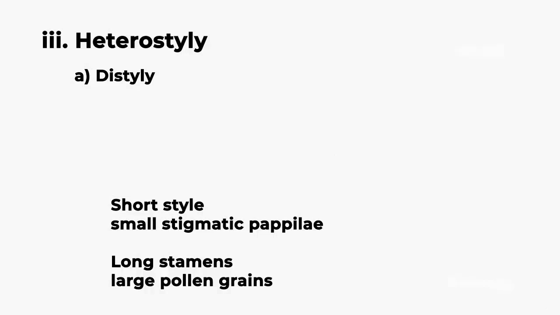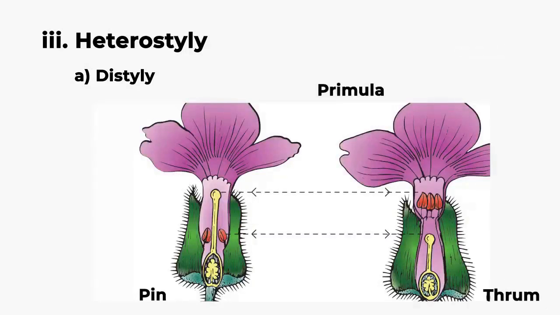You may observe the stigma of pin flowers lies at the same level as the anthers of thrum, and the stigma of thrum at the same level as the anthers of pin, so that pollination occurs between these two flowers and not within the same flower.